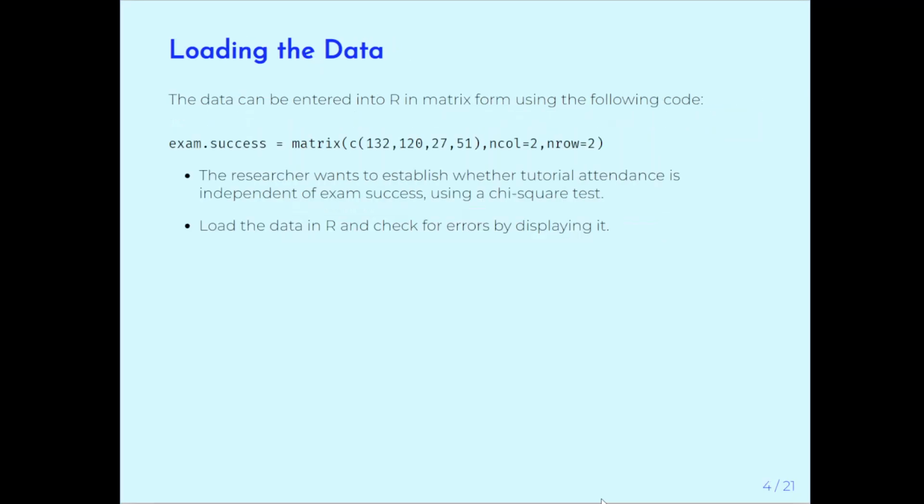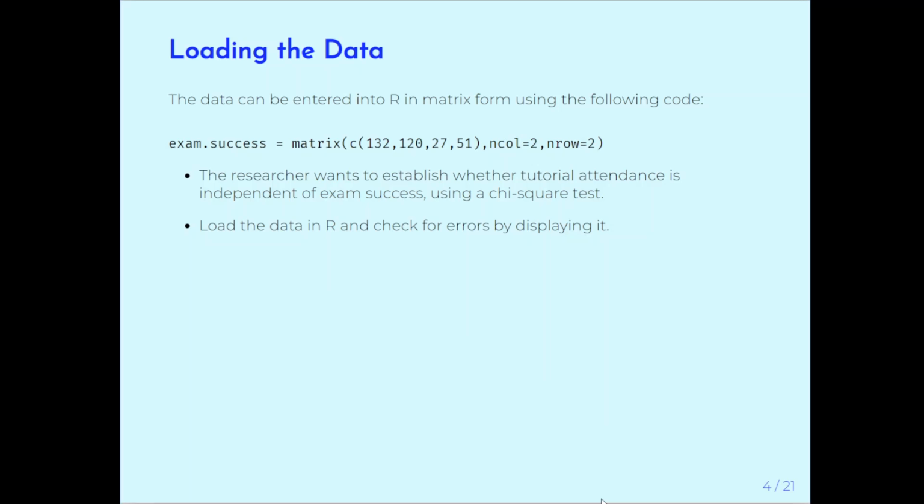So first off, what we have to do is load this data into the R environment in matrix form. So we're going to use the following code. We're going to set this up as a matrix called exam.success, and we have our values there, 132, 120, 27, and 51. We're going to specify it as ncol equals 2 and nrow equals 2. So that will just set up the data as required. The researcher wants to establish whether or not the tutorial attendance is independent of exam success using a chi-square test.